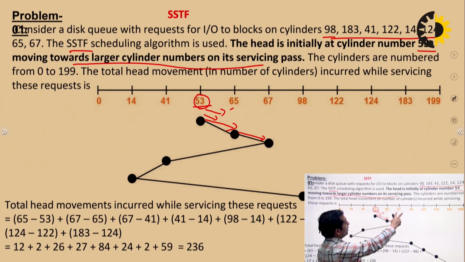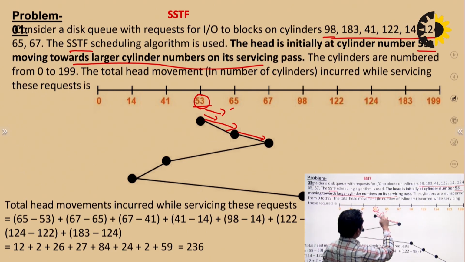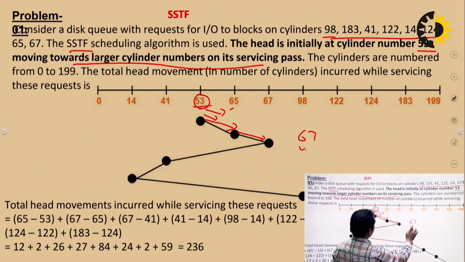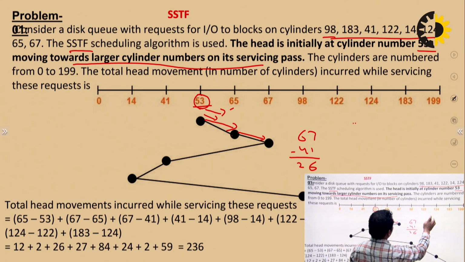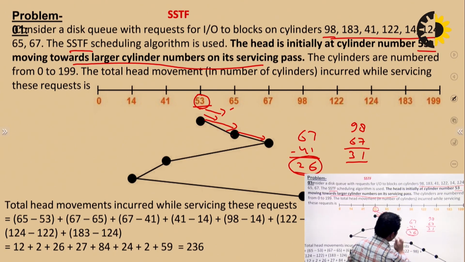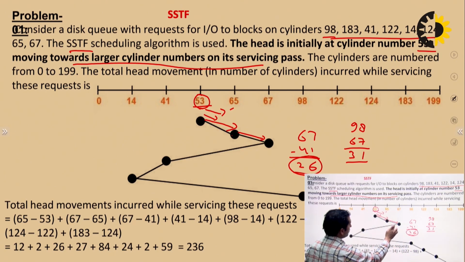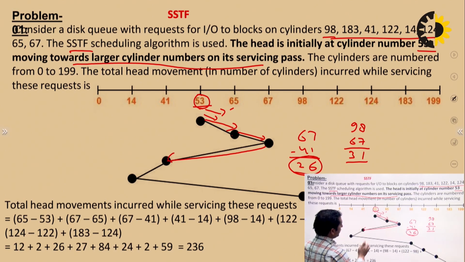So if we calculate the difference, 67 minus 41 is 26, and 98 minus this particular 67 is 31. So the minimum difference is this one. Our head goes to this particular point, and this will be served now. Now our head is currently at the 41 position.